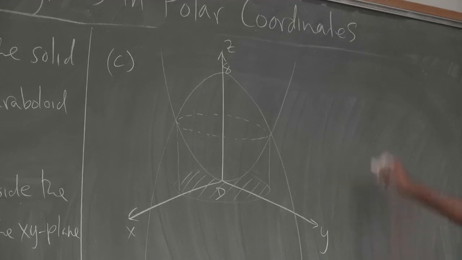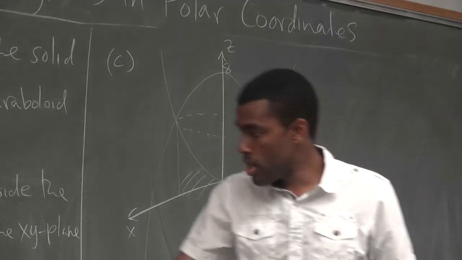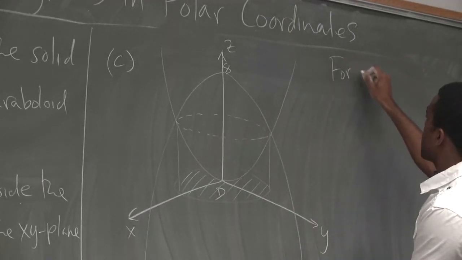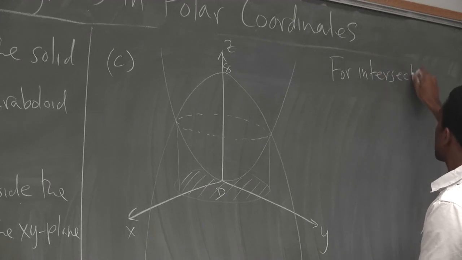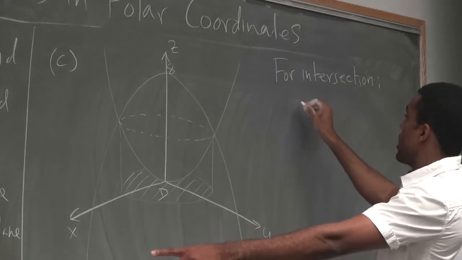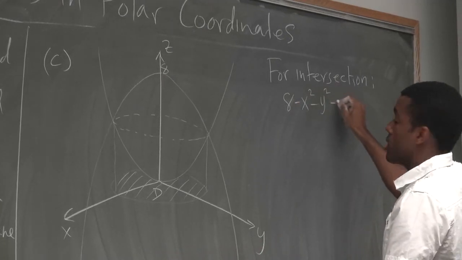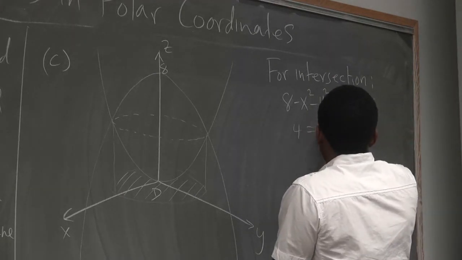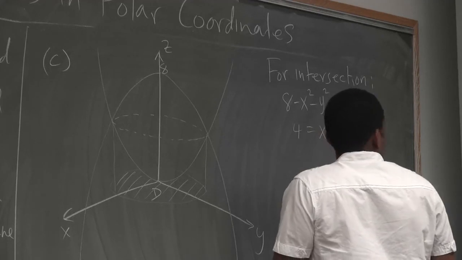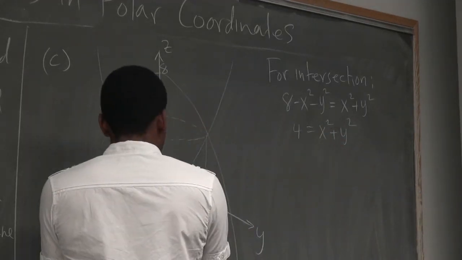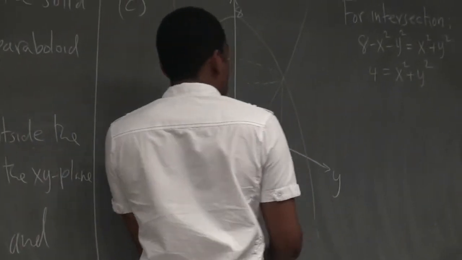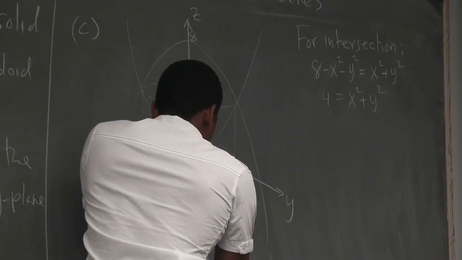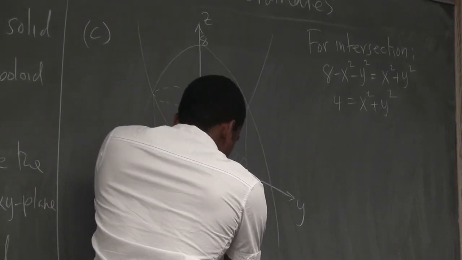Symmetrical. So for intersection, I have 8 minus x squared minus y squared equals x squared plus y squared. Right? So this means 4 is equal to x squared plus y squared. So this is actually x squared plus y squared equals 4, which actually tells me my region. This would mean r goes between 0 and 2. Theta goes between 0 and 2 pi.